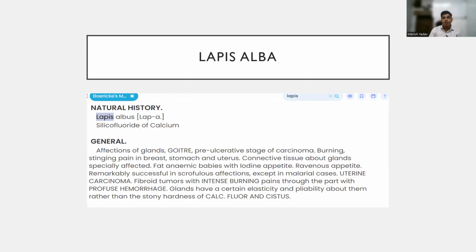Fat, anemic babies with iodine appetite. Ravenous appetite. This is a very important symptom. So you can see the trace of iodine, a picture of iodine also. Iodine appetite, like feeling very hungry. So ravenous appetite like iodine. Remarkably successful in scrofulous affection, except for malaria cases.